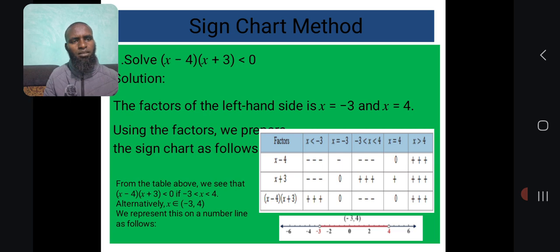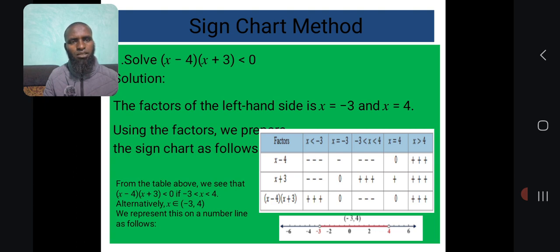In the column of x equals 4, we have 0 and positive. 0 times any positive number will give us 0. Above x equals 4, which means x greater than 4, in that column all the rows are positive. Positive times positive will give us positive.